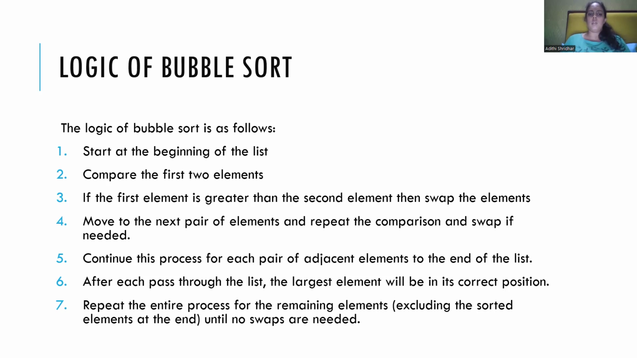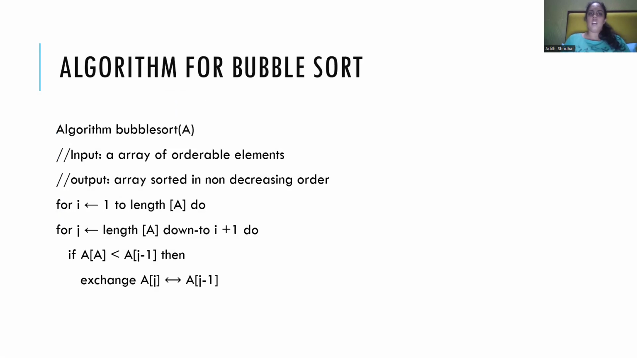After each pass through the list, the largest element will be in its correct position. Repeat the entire process for the remaining elements, that is, excluding the sorted elements at the end, until no swaps are needed. The algorithm for bubble sort is as follows.